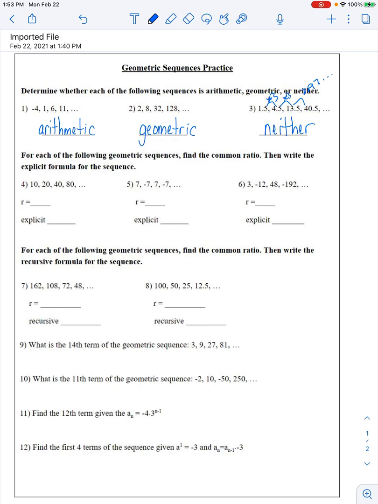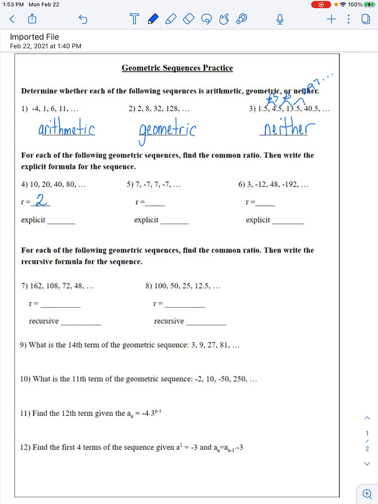It says for each of the following geometric sequences, find the common ratio. Then write the explicit formula for the sequence. So let's look at number 4. I noticed that they multiply by 2. 10 times 2 is 20, 20 times 2 is 40, and so forth. So my common ratio is 2.